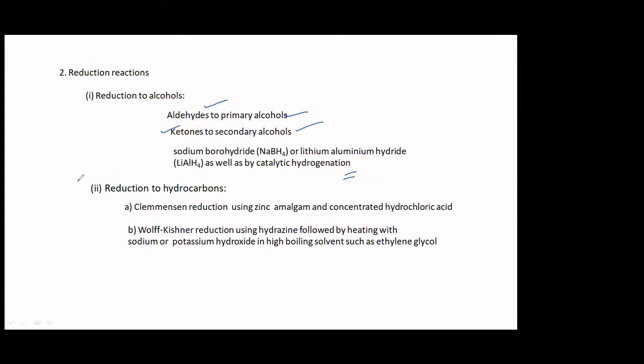But if you want to reduce the carbonyl compounds all the way down to hydrocarbons, then there are two methods. Clemmensen reduction, which happens in acidic medium, very, very important. Zinc amalgam and concentrated hydrochloric acid is used. In basic medium, if you want, Wolff-Kishner reduction. So there are some groups, supposing you have got this compound.